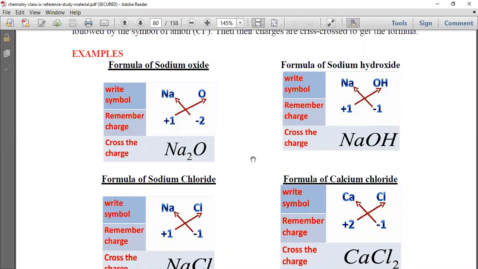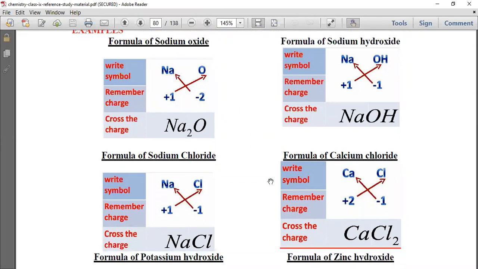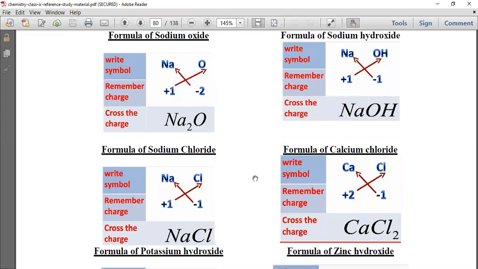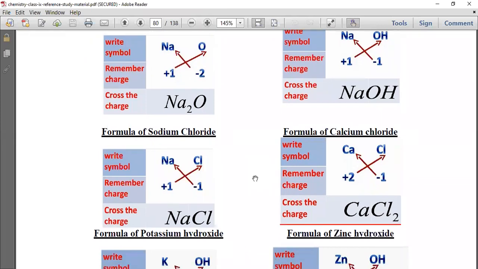Right, very good. Virmit, can you explain the formula of calcium chloride? Yes, sir. First, we have to write the symbol of calcium and fluoride. Then we have to write their charge down below it. Then we have to crisscross it and then write the symbols in subscript.